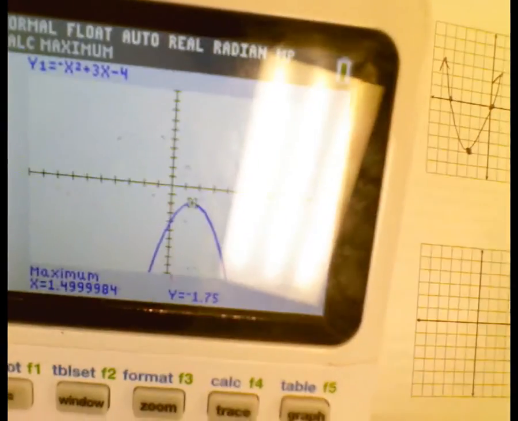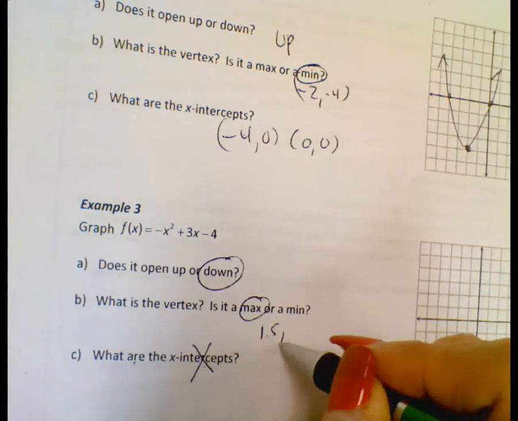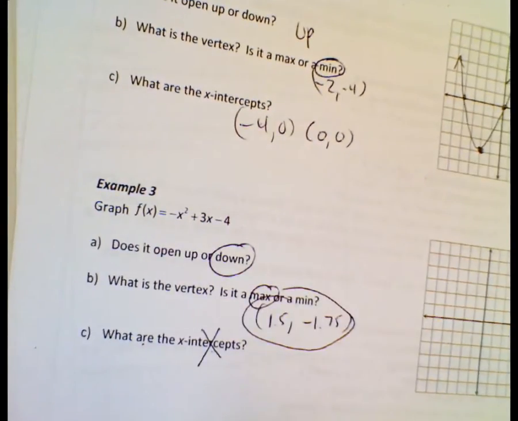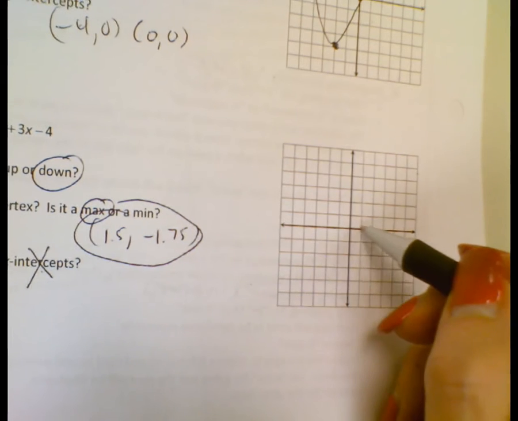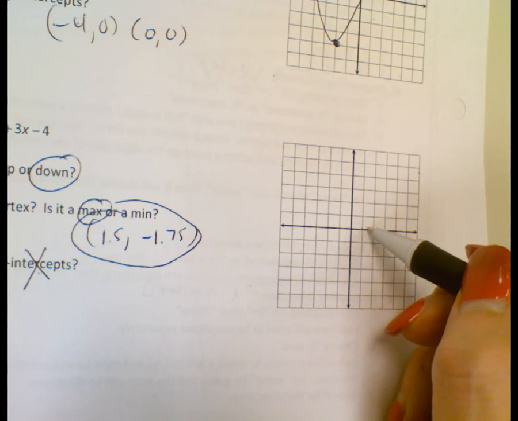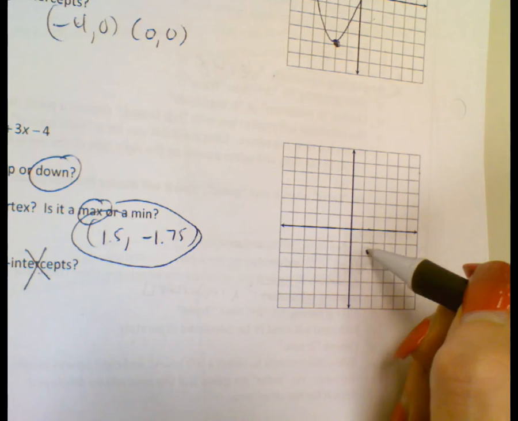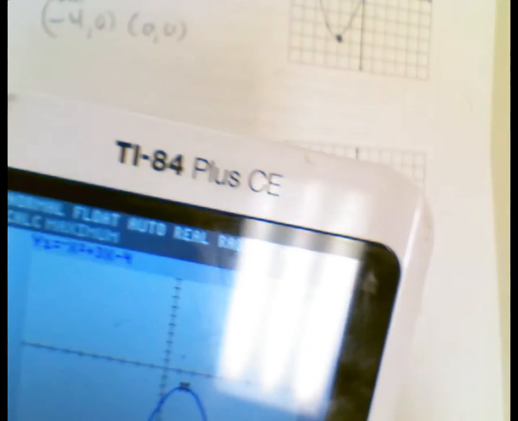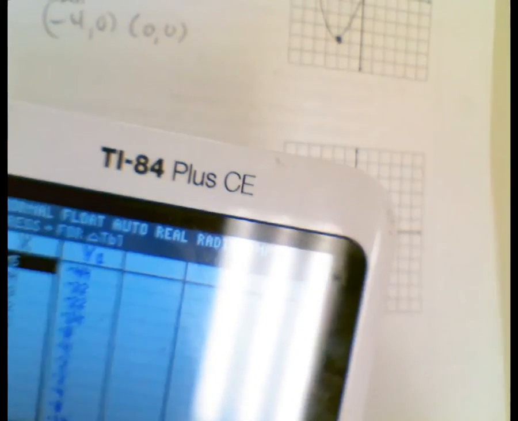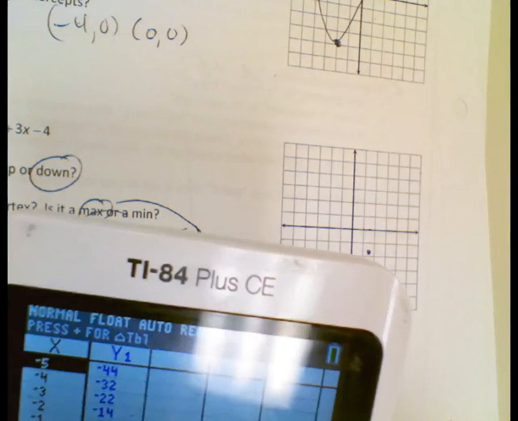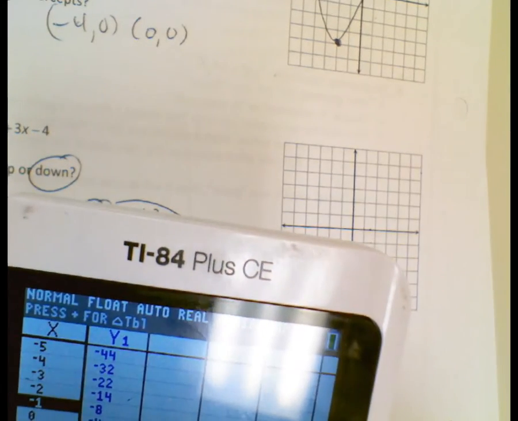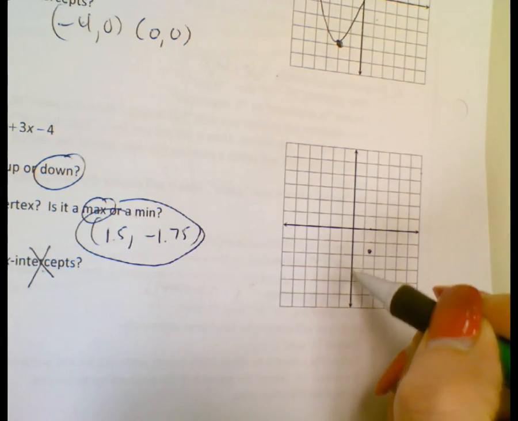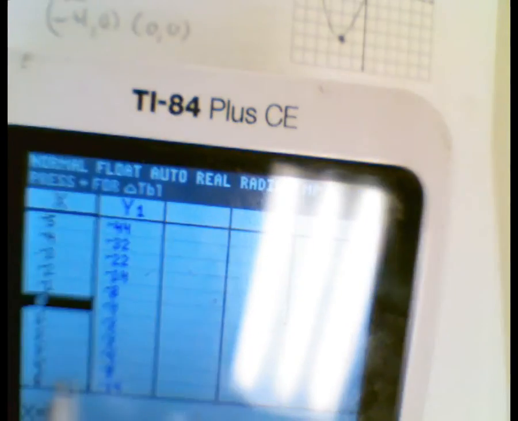And it says 1.5 and negative 1.75 if you use the decimal that it's closest to. So it's 1.5 over, down 1.75, so it's about right there. Now, since I don't have any x-intercepts, I need 2 more points. So we're going to look at our t-table, press second graph, and just pick, so let's center that 1.5. See how there's a 0, negative 4 right here? I like 0, negative 4. And then there's another negative 4, there's 3, negative 4, and I like 3.